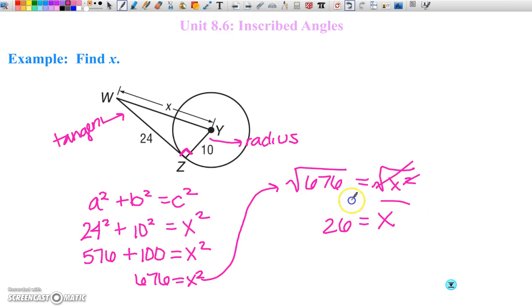and the square root of 676 is 26. Now, if we wanted to, we could go even further and say if this whole piece is 26, then this would be 10, and this would be 16, because this is just another radius from here to here. Just kind of an extra little side note.